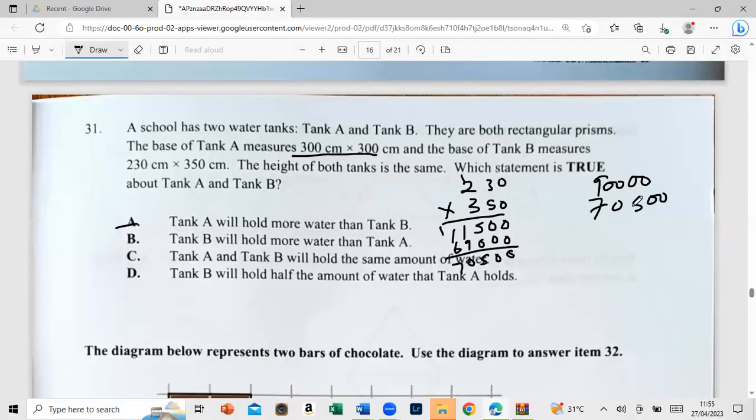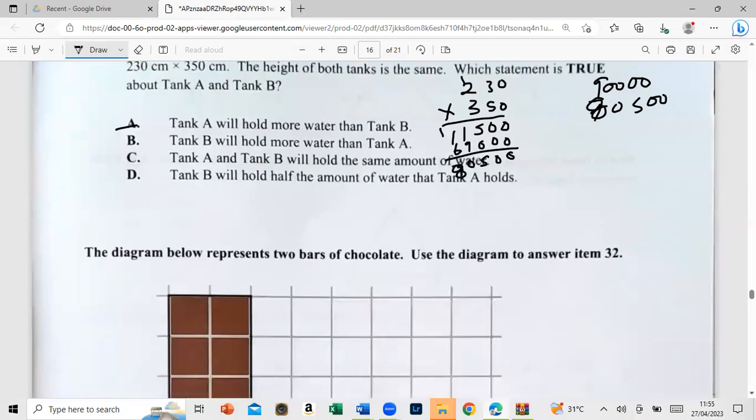No, this should be 8, you know. Mechanical error. This should be 8. So when you add 6 and 1, 7 and 1, 8. So this should be 8. But it's not relevant though. So tank A will hold more. Remember? Alright, miss. So tank A would hold more, definitely. And then come back with that one here again.